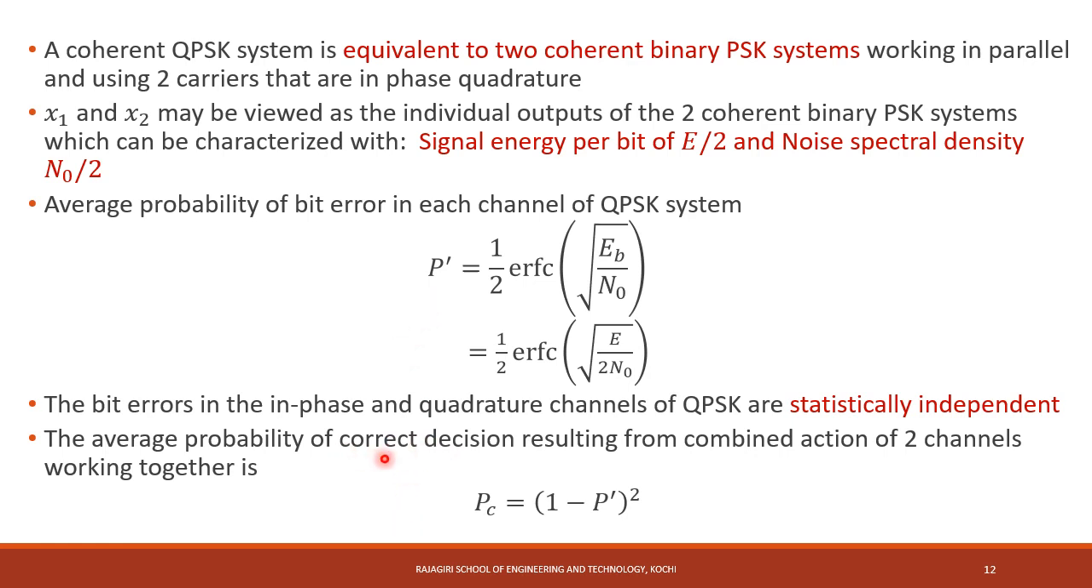So if I want to calculate the average probability of correct decision due to the combined action of the two channels, since the two channels are independent, if two events are independent, the probability of A and B is the probability of A into the probability of B. So here the probability of a correct decision would be 1 minus P dash into 1 minus P dash. That is 1 minus P dash the whole square.